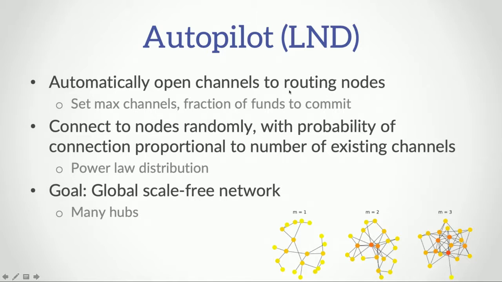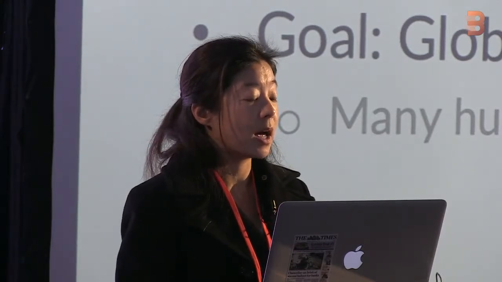So autopilot selects nodes for the user to open channels to, and the nodes are randomly selected, but the probability is higher of connecting to a node if it has a lot of existing channels. So it follows a power law distribution, and the goal of autopilot, if everyone's using it, is that the Lightning Network will turn into a global scale-free network. And that just means that there are a lot of hubs and a lot of spokes.